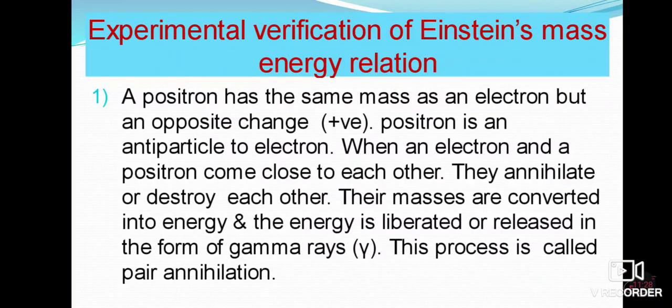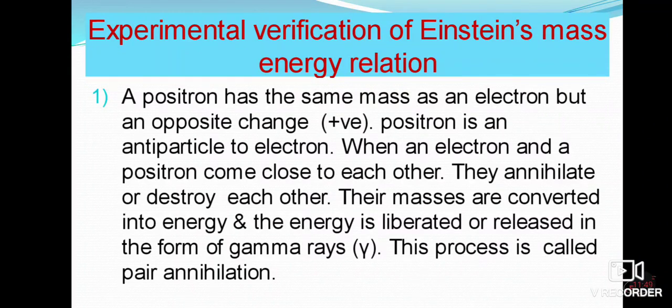When an electron and a positron come close to each other, they annihilate or destroy each other, their masses are converted into energy, and the energy is liberated in the form of gamma rays. So this process is called pair annihilation.